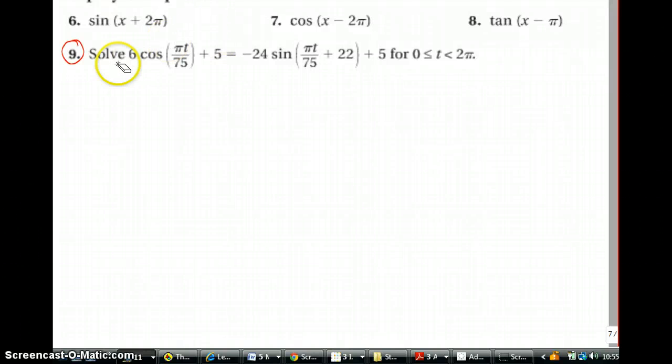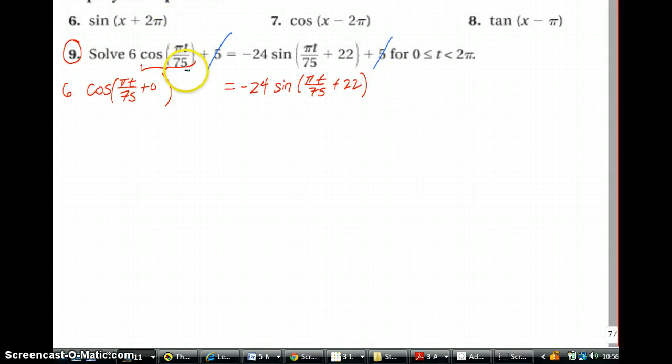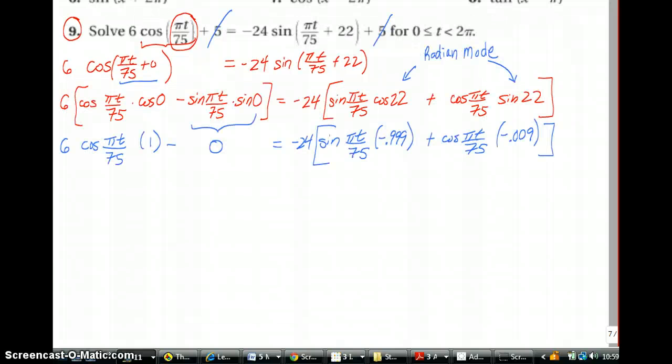Okay, we're now going to work through problem number 9. This is a long problem. There will be many pause points since there are only about 2 minutes left in the video. Notice first of all that we needed to express pi t over 75 as either a sum or difference, and we did it with that expression. We also canceled a 5 from each side. Let's now use the cosine and sine sum formulas. You may pause, work it out, and then play when you're finished.